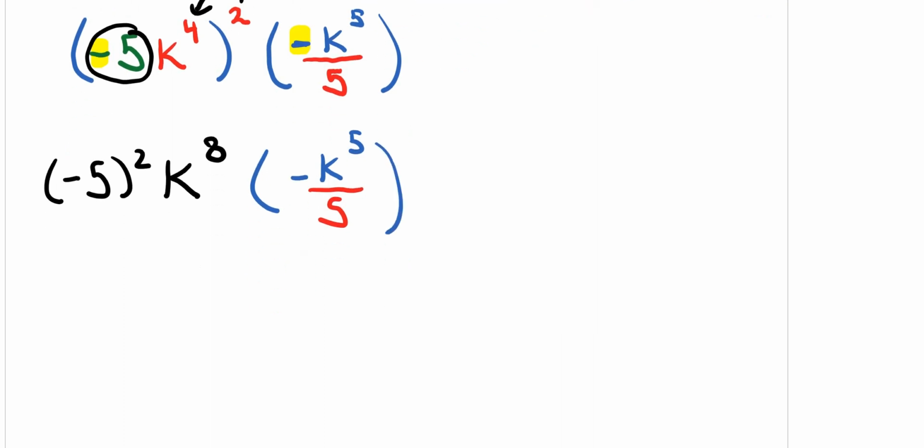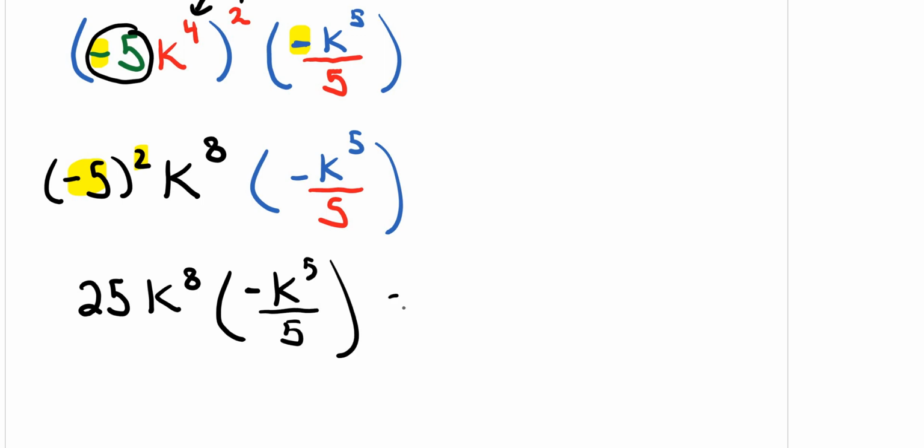Okay, now let's keep on going here. Let's take a look at this negative 5 to the power of 2. So that's negative 5 times negative 5, which is positive 25, k to the 8 times negative k to the 5 divided by 5.